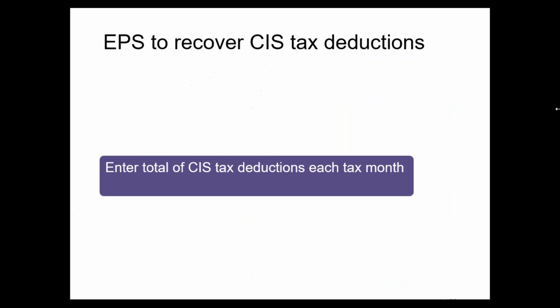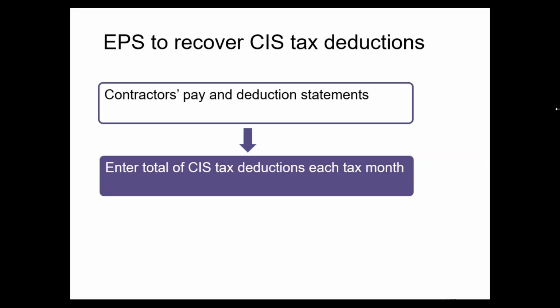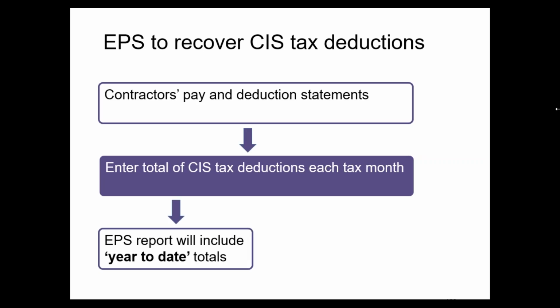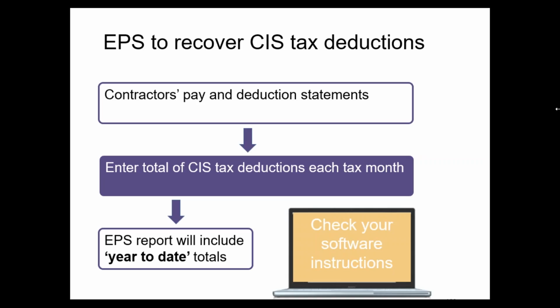You'll need to enter the full amount of the CIS deductions taken from the company's income as a subcontractor in that tax month. You'll get this figure from the payment and deduction statements from any contractors who have paid the company that month. Your software will report total year-to-date CIS tax deductions to HMRC. So again, it's important to check your software instructions for the exact steps to take to complete the EPS.